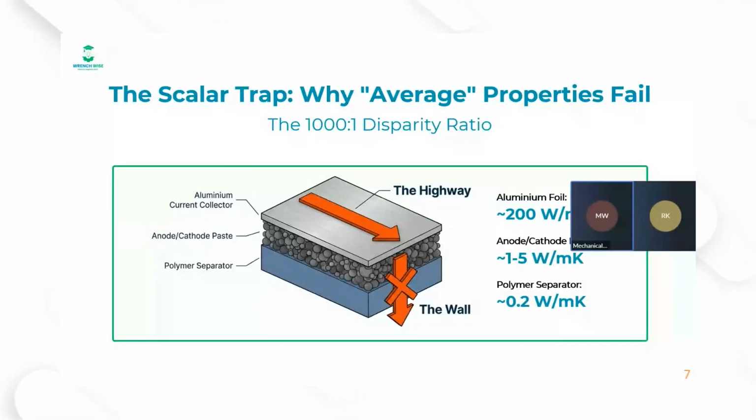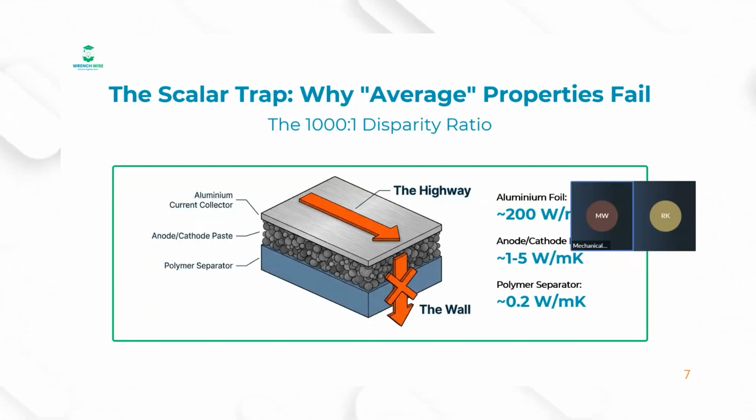Okay, so let's talk about the most common mistake that is made in battery modeling. This is the scalar trap, so to speak. Most standard CFD solvers default to isotropic properties, where you define thermal conductivity as a scalar number. So k is equal to 20 watts per meter Kelvin or 30, and so on and so forth. This approach assumes that heat flows with equal ease in all directions.